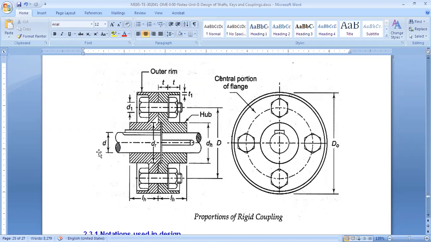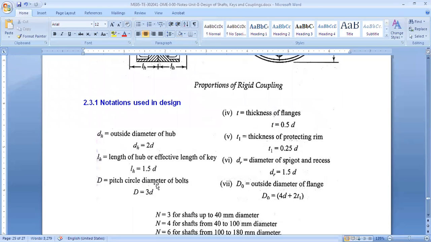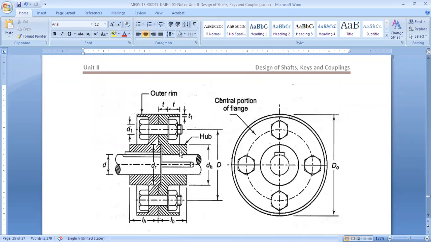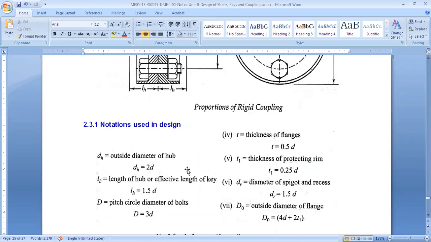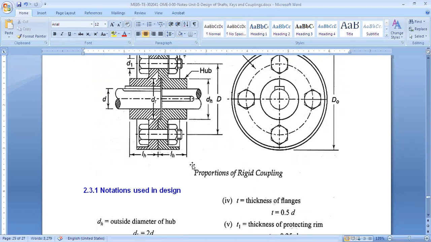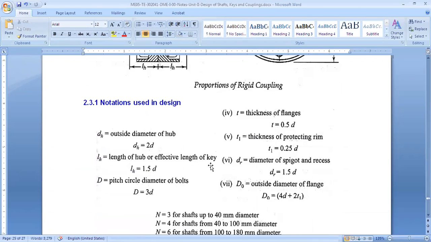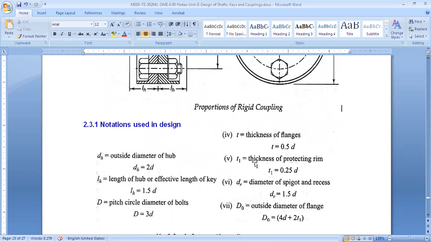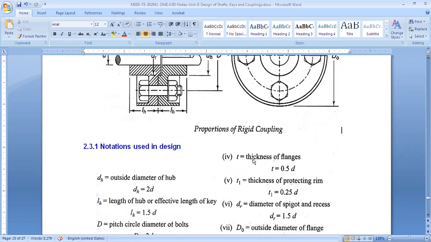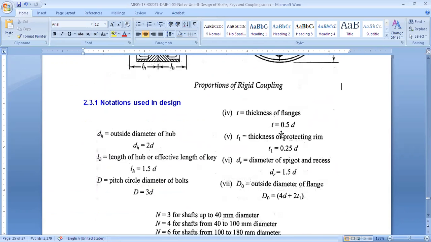Now outside diameter of hub DH, we take 2d. LH, length of the hub, we take 1.5d. PCD, the pitch circle diameter of the bolts, we take 3 times the diameter of the shaft. Thickness of the flange we will take half of the diameter. Then the protecting rim thickness is 0.25 of the diameter, right? Half of 0.5 is 0.25.